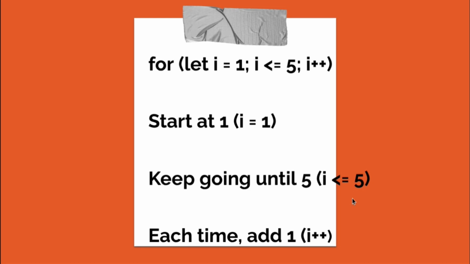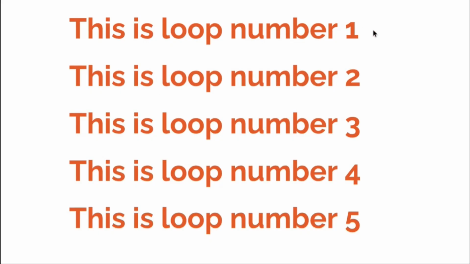At the end of the day, it's going to give you an output. This is the output you are going to get. So you have loop number 1, loop number 2, loop number 3, loop number 4, loop number 5. So that is the output that the computer is going to give you by just writing that simple code, which is quite simple.